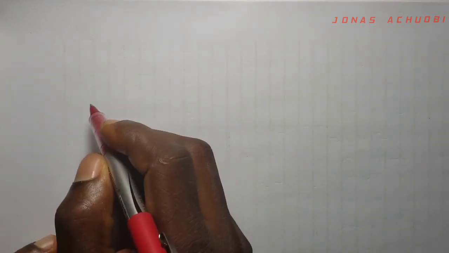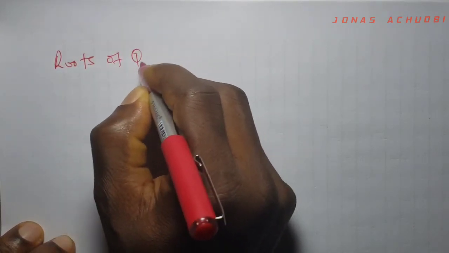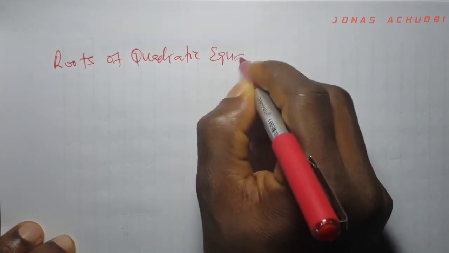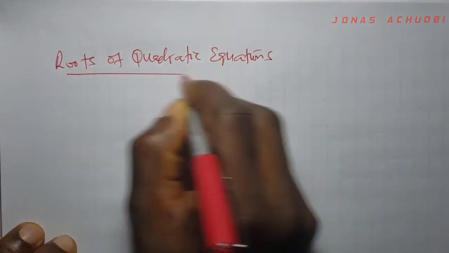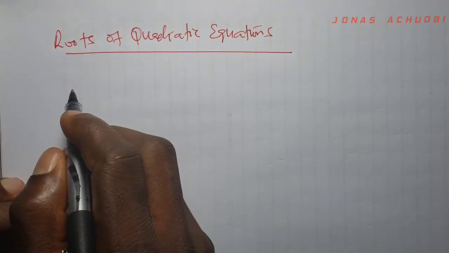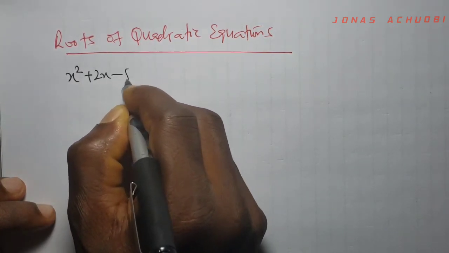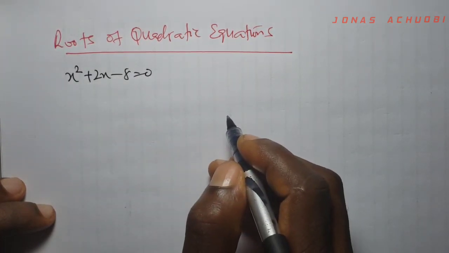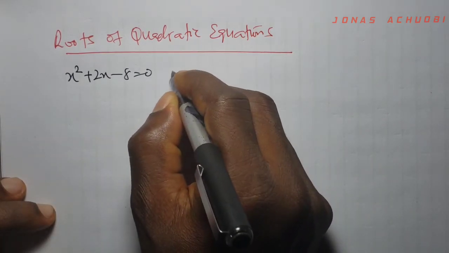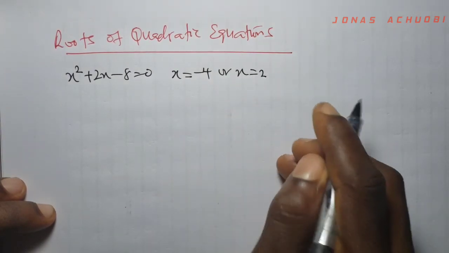Now we want to take a closer look at the roots of quadratic equations. In our very first example in today's lecture, we were given the equation x squared plus 2x minus 8 equal to 0 to solve. And after solving it by method of factorization, we arrive at the solutions x equal to minus 4 or x equal to 2.